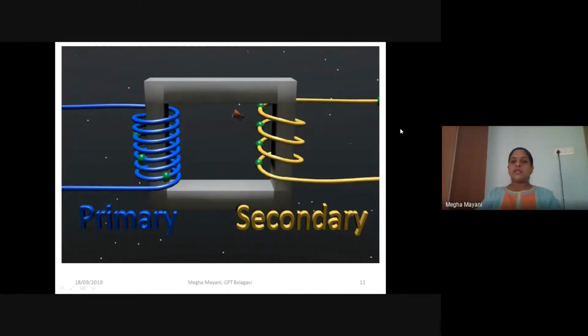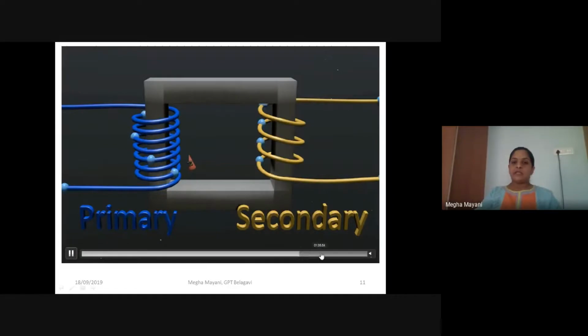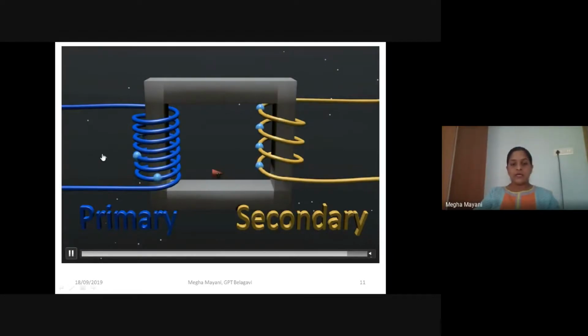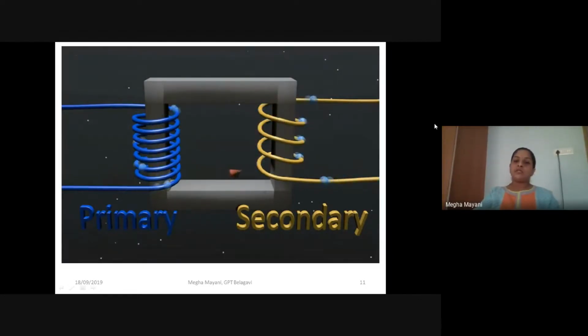So as you can see here, the movement of carriers corresponds to the flow of current in both primary and secondary. The magnitude of the current flowing in the secondary coil is dependent on the voltage which has been connected to the primary, and also the number of turns present in the secondary. So you can see here there is a difference in the number of turns of the coil which are put on each leg of the core.